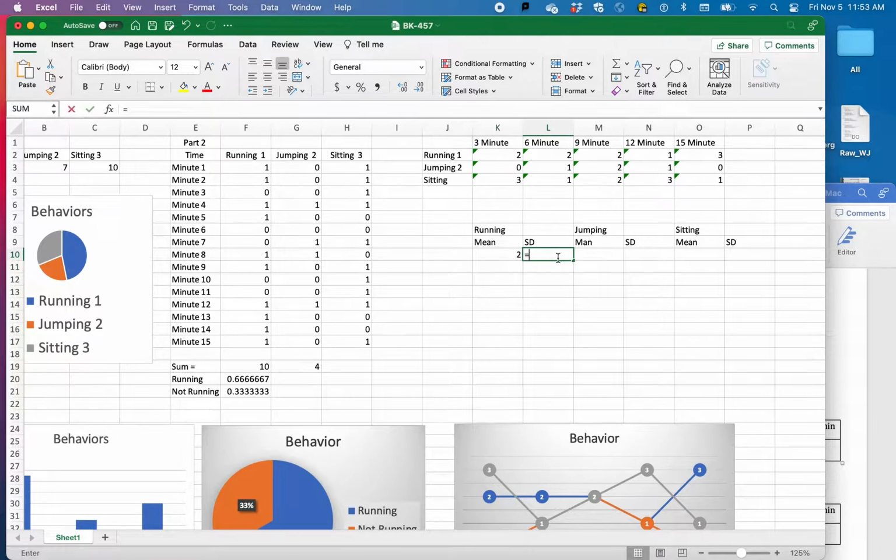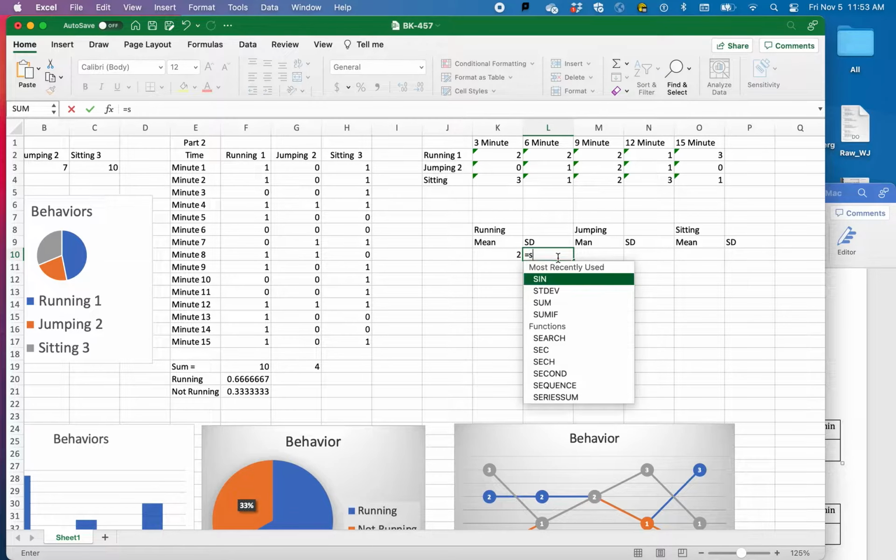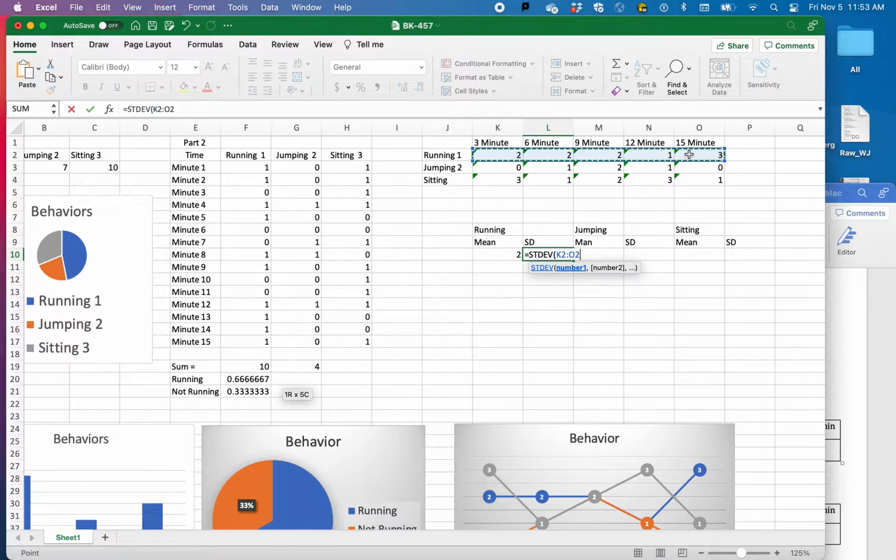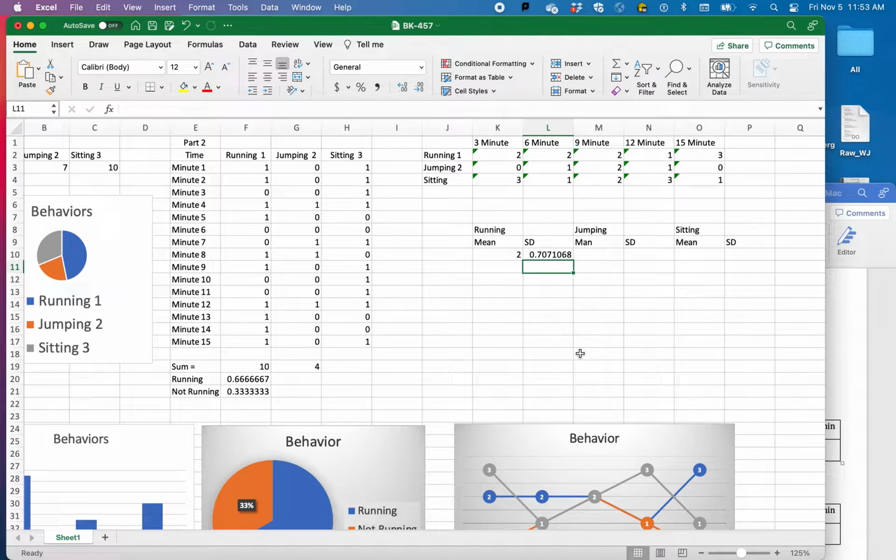And then to find the standard deviation, again, you just hit equals, start to type in ST, start to spell it out, and this actually will come up here, standard deviation. And again, highlighting this column, and then you see that their average number of times a child was observed jumping within each 3-minute segment was 2. But that varied about 0.7 around the mean. And so you kind of see that. We see 2 times, the child was observed running.